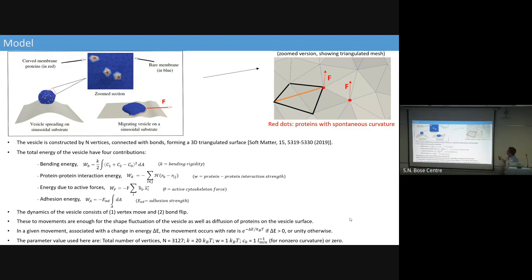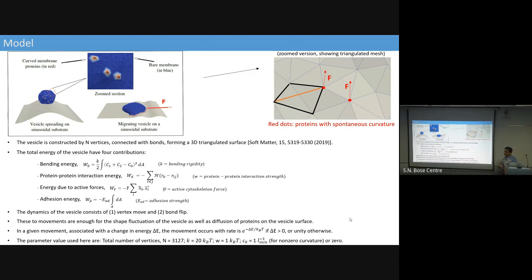So this protein is attached to this vertex always. So if the vertex moves from here to here, the protein is also moving. And in the bond flip, the vertex as well as the proteins are diffusing on the surface. It will become clear when I actually show the movies. The protein moves from vertex to vertex. No, they don't jump. They attach to this vertex. And bond flip dynamics actually makes these vertices diffuse on the surface.